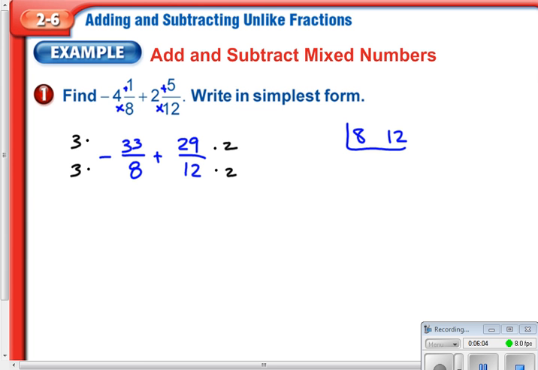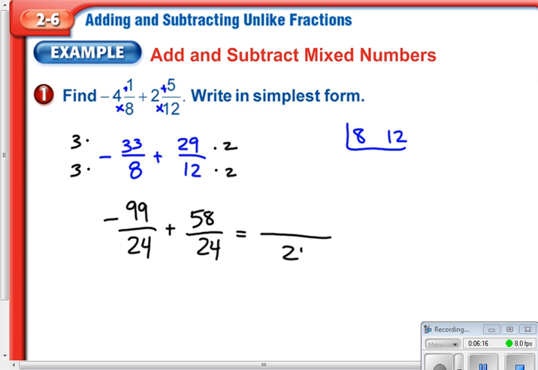When we do this, we wind up with negative 99/24 plus 58/24. Our denominator is over 24. So now we need to go ahead and add our numerators. In this case, we have negative 99 plus 58. When you add that together, we get negative 41. So negative 41/24. And you can leave your answer as improper unless it states to change to a mixed number.